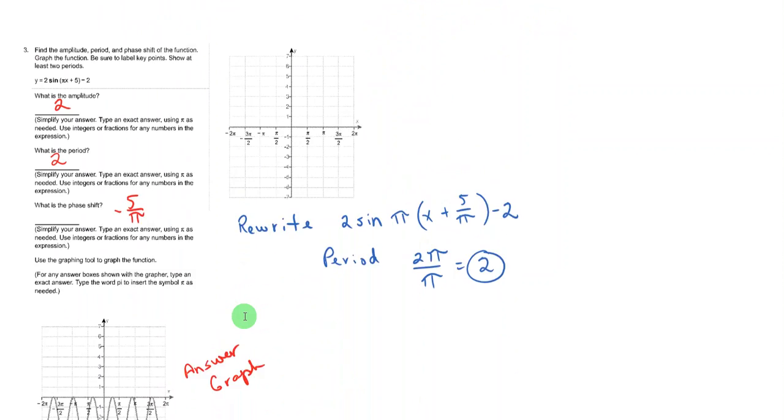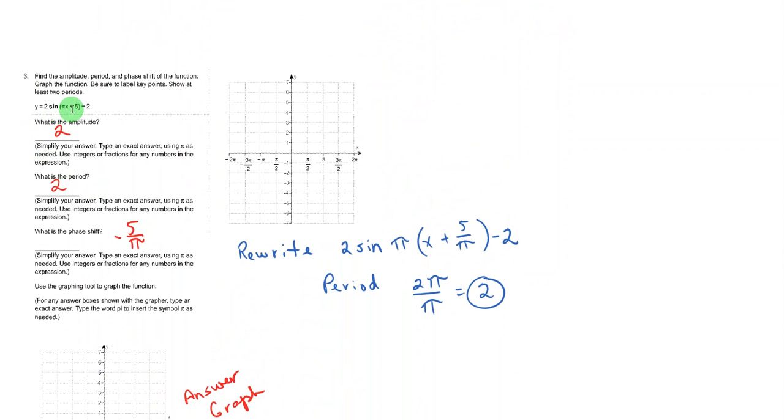3, same idea. 2 sine pi x plus 5, and then a minus 2. So the amplitude is 2. The period, let's rewrite this thing. Let's factor out the pi. So 2 sine pi x plus 5 over pi minus 2. The period is 2 pi over pi, which reduces to 2. So there's your period. The phase shift is now 5 over pi.